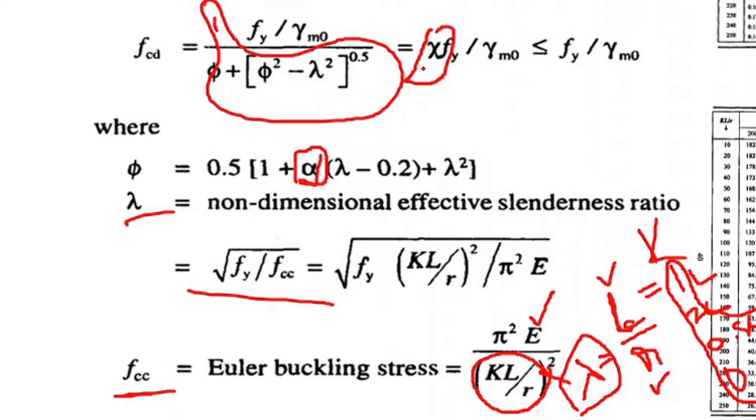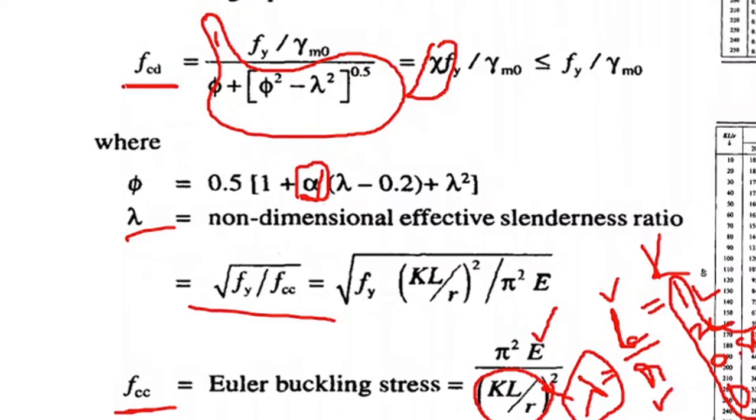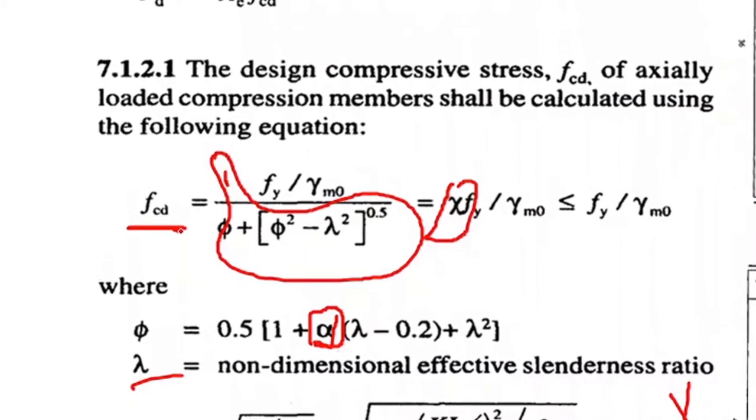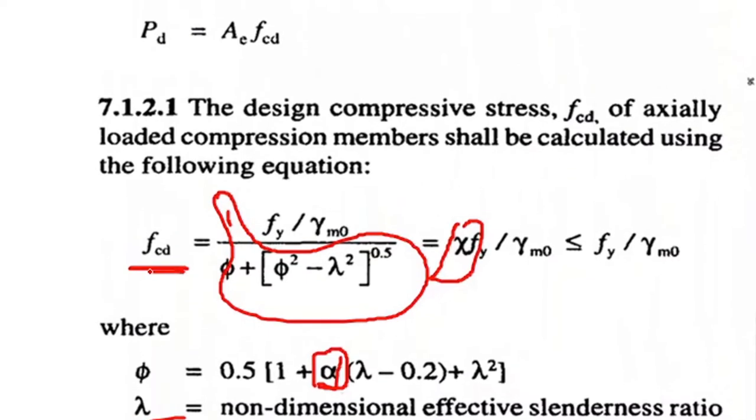And if you know the stress reduction factor, then you can calculate the design compressive stress of a given cross section. And if you know the design compressive stress of a given cross section, then if you multiply it with its cross section area, you are able to calculate the design compressive strength of a given column.